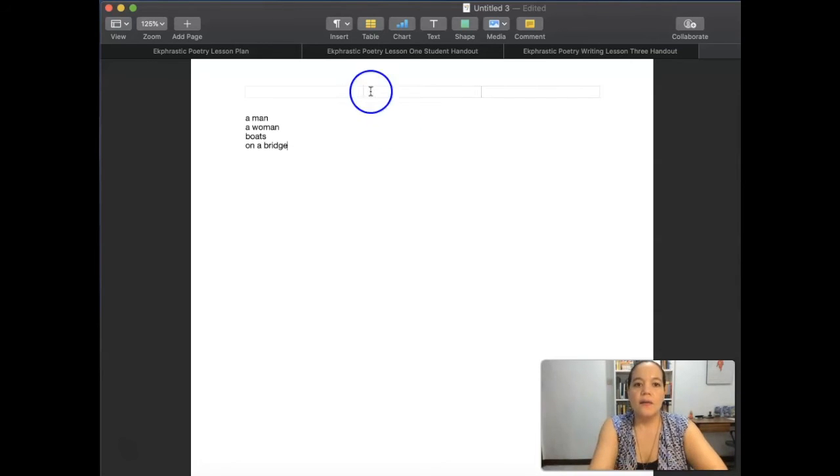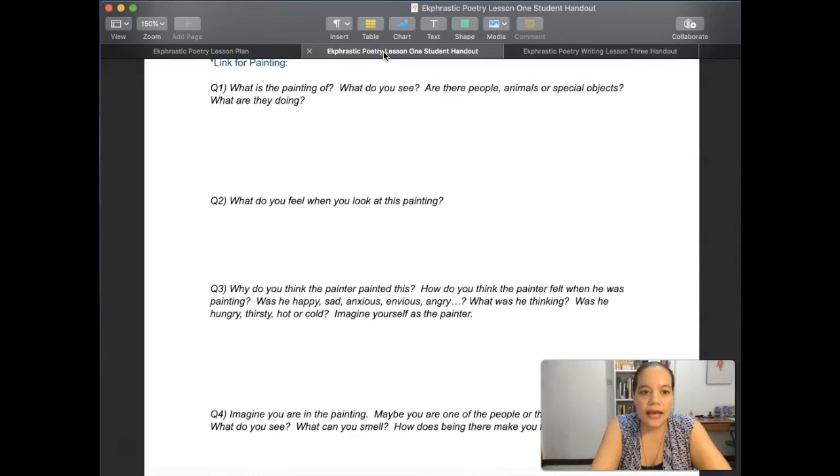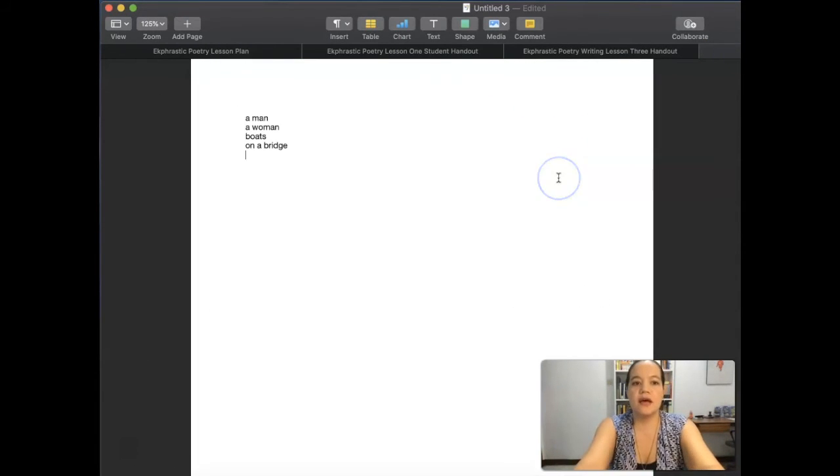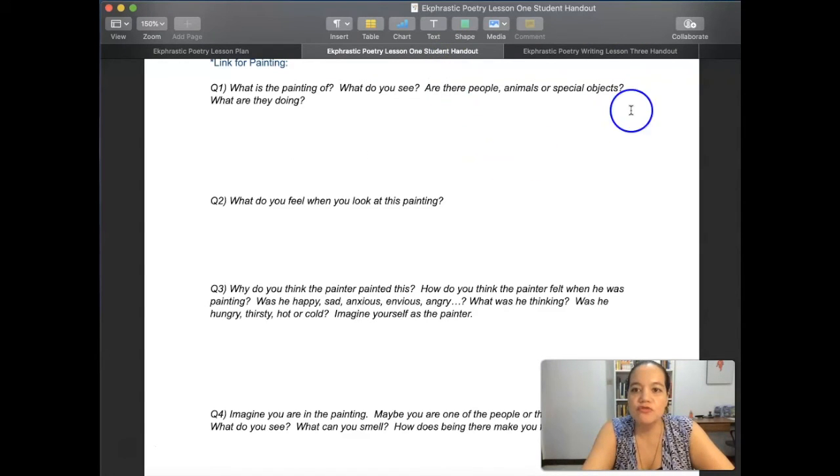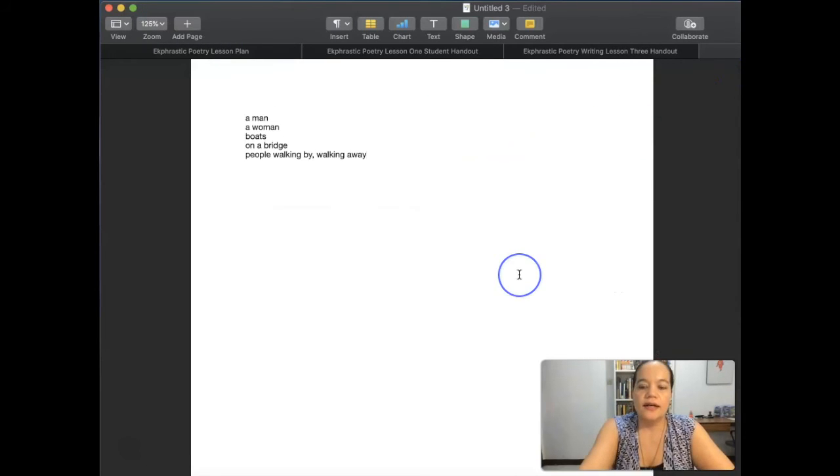Okay. And are there any other people in the painting? Well, there were some people walking by, walking away. All right. What do you feel when you look at this painting? I feel scared. I feel anxious. I feel, a lot of people will say, I feel scream. So you could say, okay, she's screaming or he's screaming, yelling.